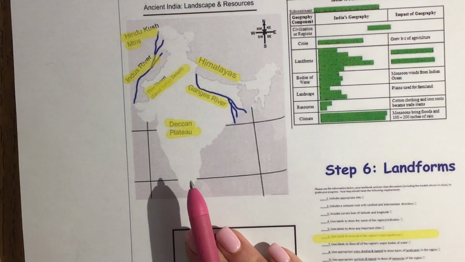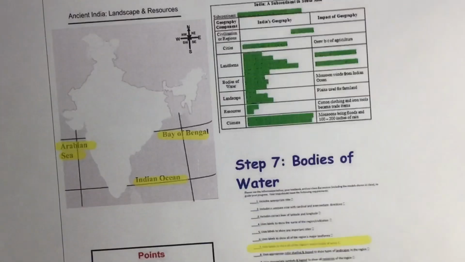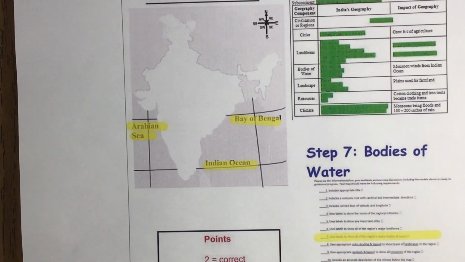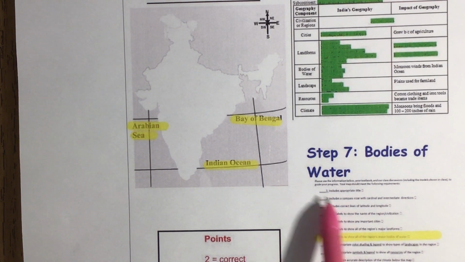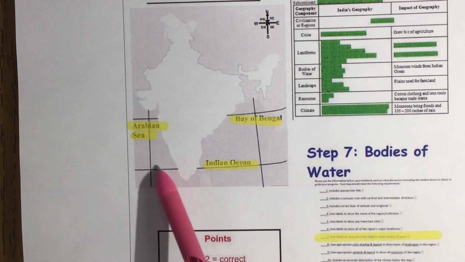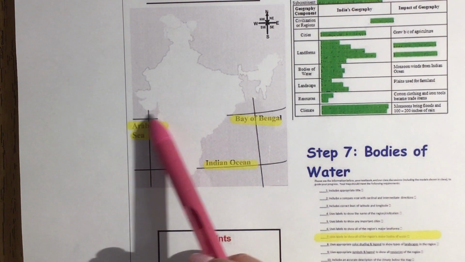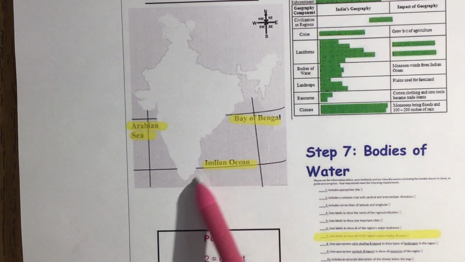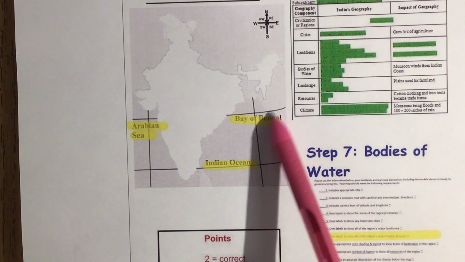Okay. Moving on to step 7, bodies of water. In your notes, there were 3 bodies of water listed. Here's about the right area. And because bodies of water flow into each other, it's okay if the Indian Ocean is like down here. It's okay even if you labeled Indian Ocean over here. But the Arabian Sea should be closer to this area of land. Indian Ocean can be labeled anywhere down here. And the Bay of Bengal needs to be closer to the land since it's a bay.